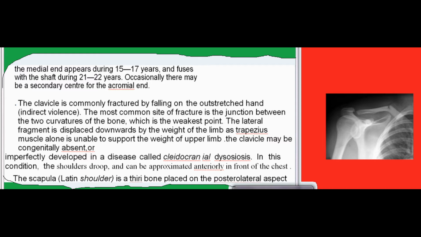The clavicle may be congenitally absent or imperfectly developed in a disease called cleidocranial dysostosis. In this condition, the shoulders droop, and can be approximated anteriorly in front of the chest.